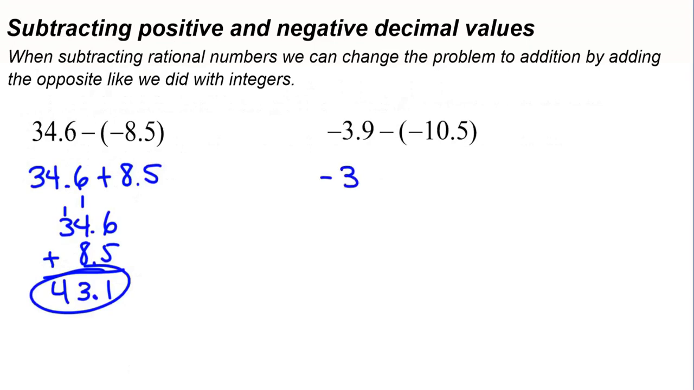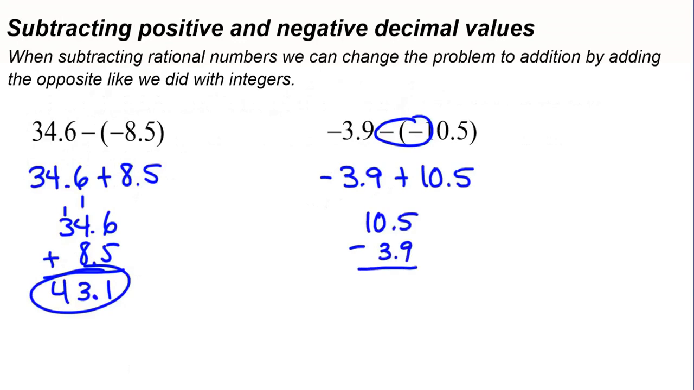Negative 3.9 minus a negative 10.5. This is like negative 3.9 plus 10.5 if we change this to addition, because remember, taking away a negative is like adding. It's increasing in value. Taking away negatives will increase in value. This is a negative plus a positive, so these values are going to cancel each other out. Basically, it's like taking away 3.9 from 10.5, and when we do that, we get 6.6. Again, changing these problems to addition made them much easier to compute.